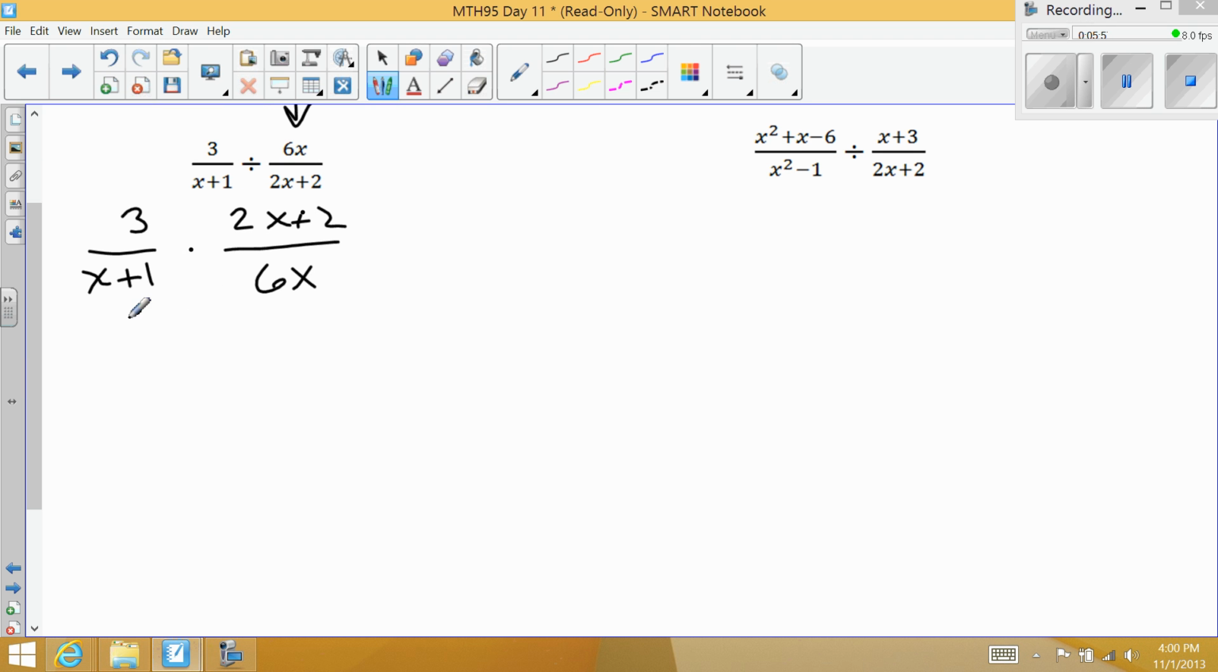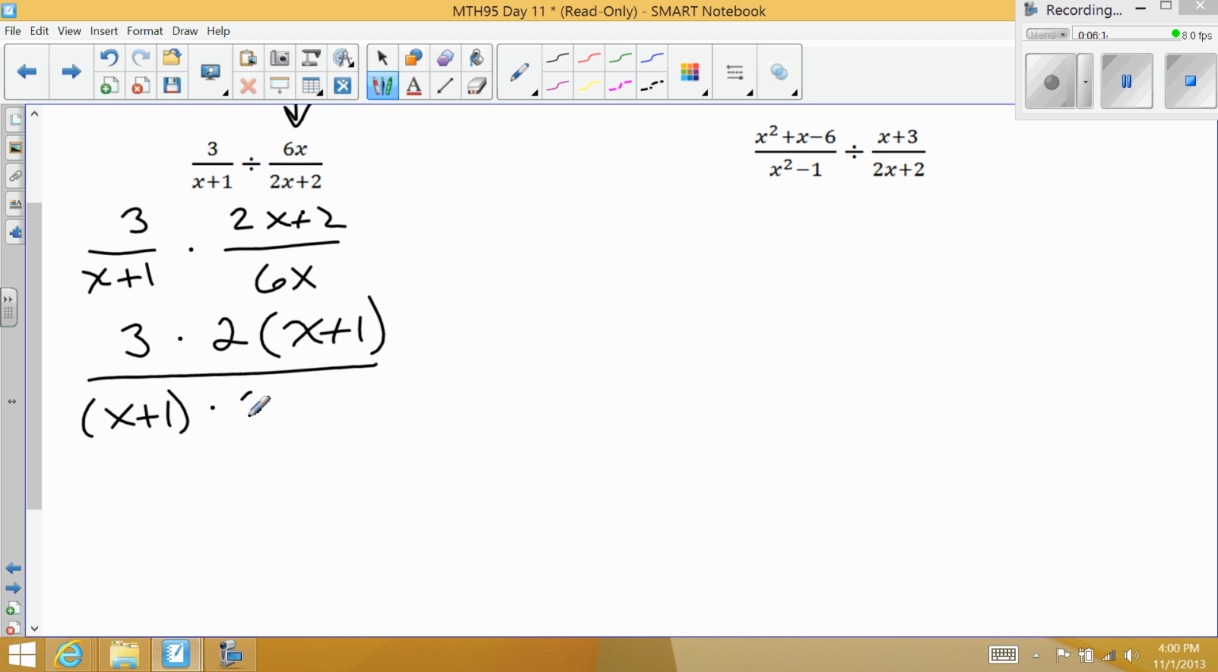Okay, so then we can factor. We have 3 that won't factor. It's prime. We have a common 2 here. Undistributing that greatest common factor out leaves us with 2 times x plus 1. And then we've got an x plus 1 already in the denominator. And then 6 is 2 times 3 times x.